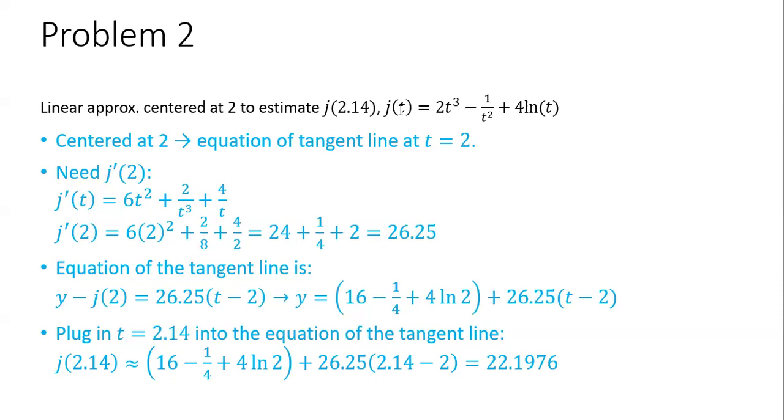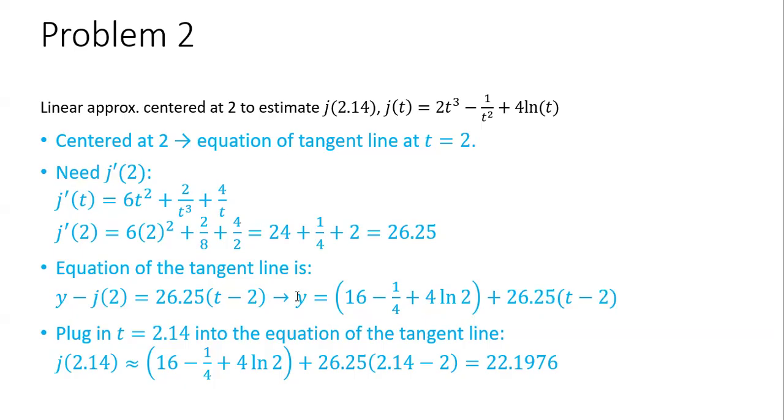Okay, so we have all the components for the equation of the line. We need slope and a point, so I put it in point slope form. y minus j of 2 is 26.25 times t minus 2. So just rewrite this, move this j of 2 onto the other side. And then this is the exact value, I guess. So this is it right here, the equation of the tangent line.